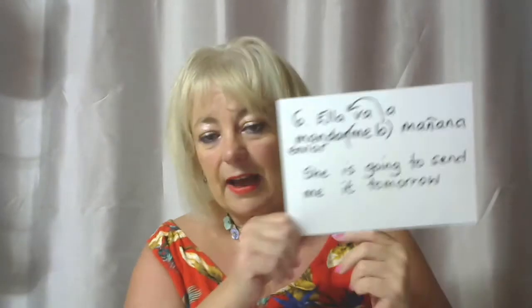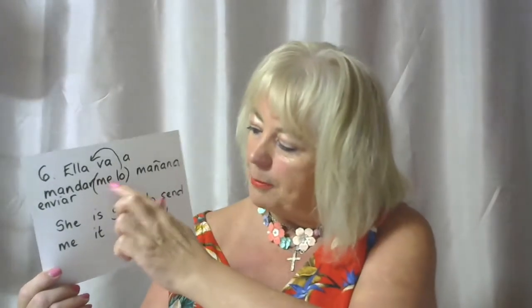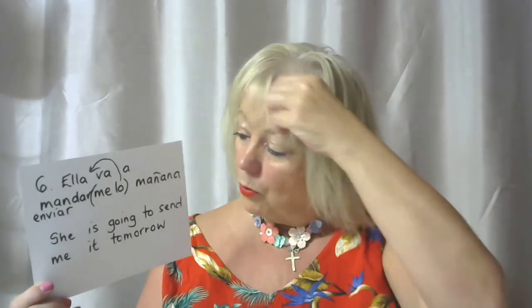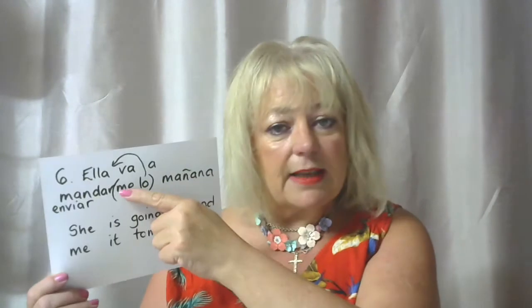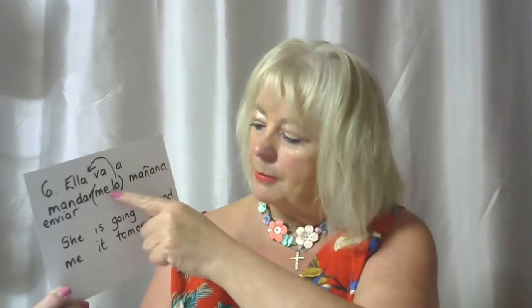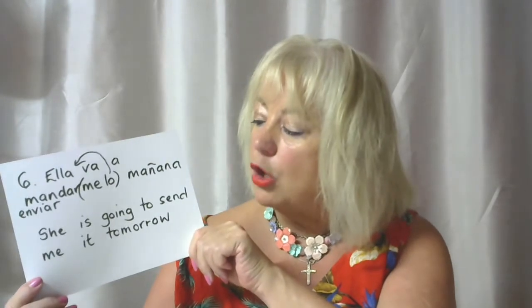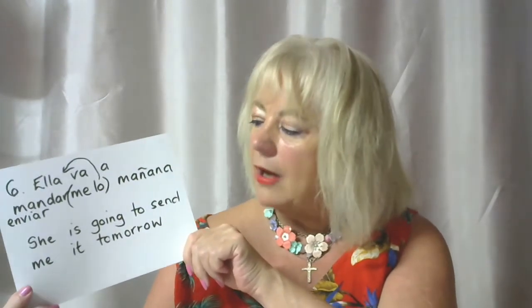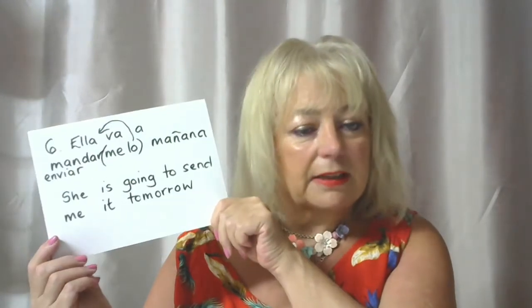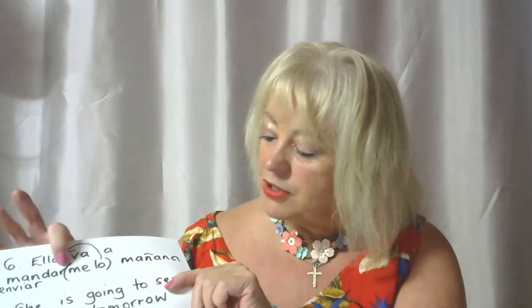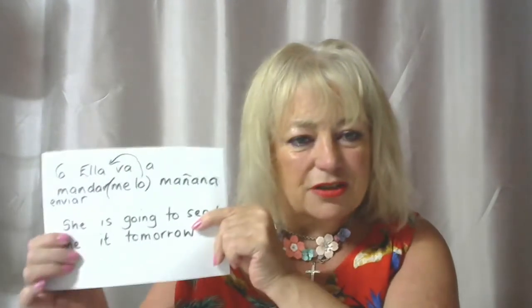So we have a choice there. We can either put the me lo in front of the conjugated verb, like we have been doing, or we can tag it onto the end of the infinitive. Mandármelo. Not both. We have to do one or the other. Ella me lo va a mandar mañana, or ella va a mandármelo mañana. She is going to send me it tomorrow. Vale? So notice as well, when you put it on the end of an infinitive, it actually tags onto the end.